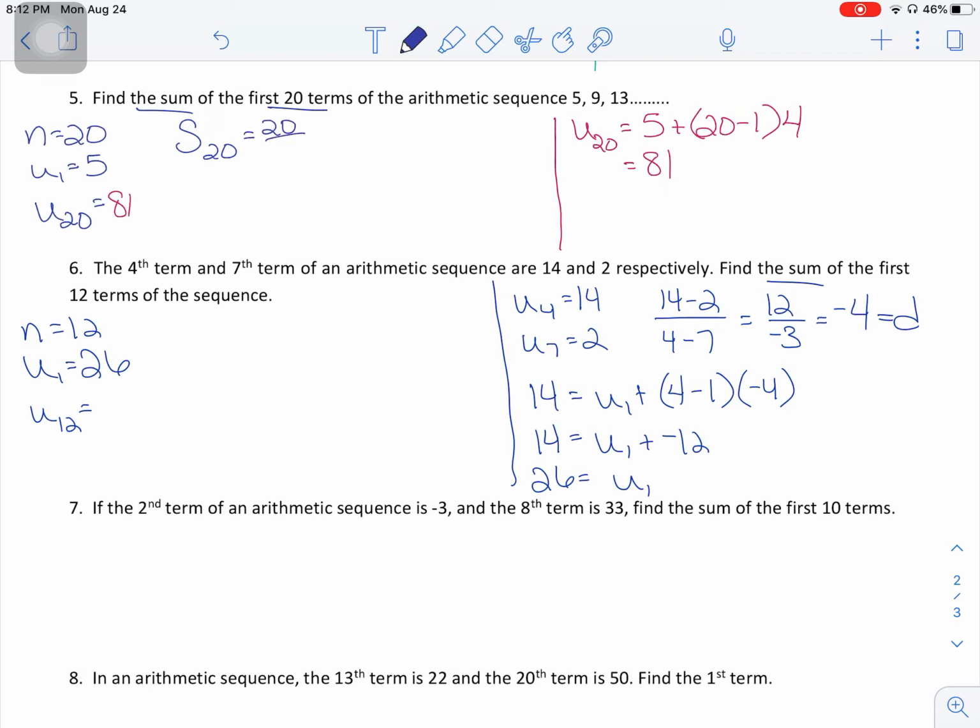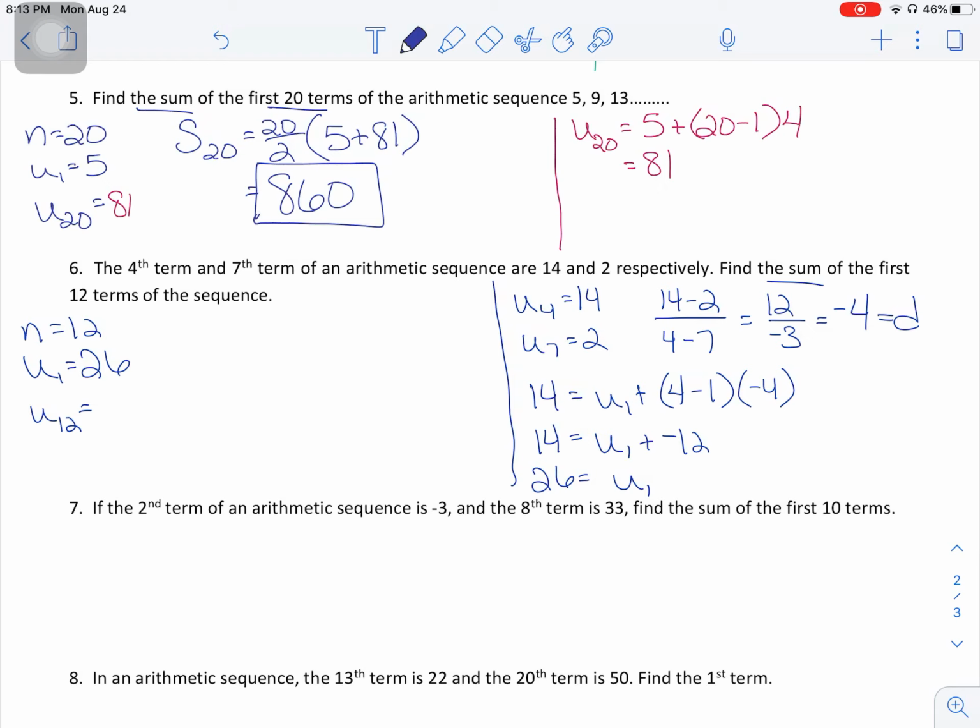We have 20 terms over 2 times your first term plus your last term. I'm going to keep saying it. It's going in a calculator. All right. 860 is the sum for that one.